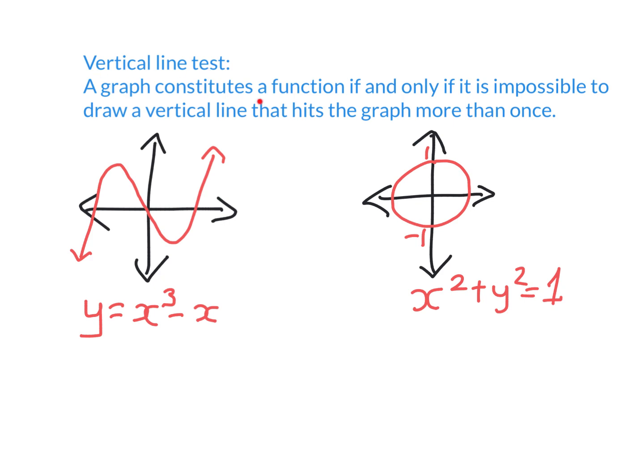A graph constitutes a function if and only if it is impossible to draw a vertical line that hits the graph more than once. What does that mean? Well, let's look at this situation here. If I draw perfectly vertical lines, note that I only ever hit the graph in red once. I only hit the graph once for every single vertical line. I can't draw a vertical line here that will hit this graph more than once. So it turns out this is indeed a function.